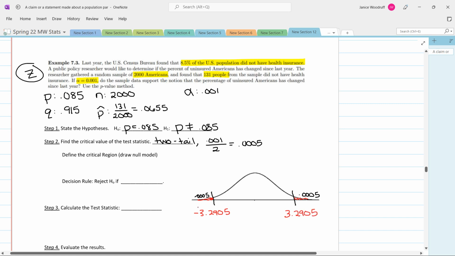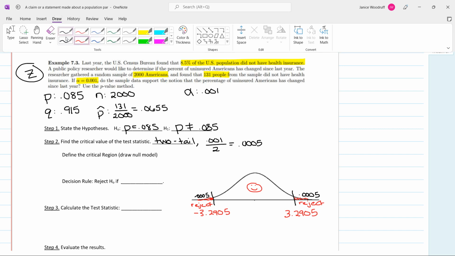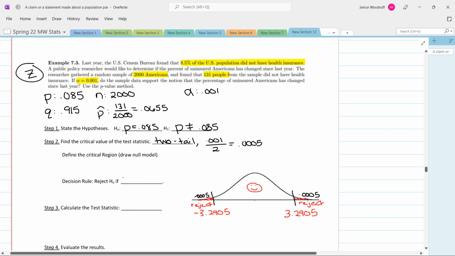So my rejection region will be to the left of our negative z and to the right of our positive. And then our non-rejection region is in between. Okay, so our decision will reject if we get a z less than negative 3.2905 or greater than positive 3.2905.